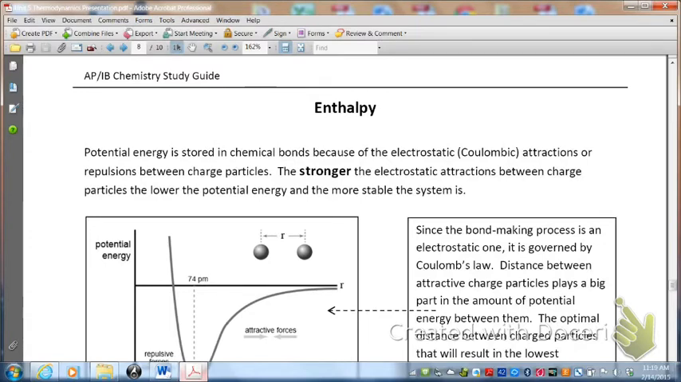Sometimes enthalpy can be somewhat confusing, so we're going to try to make it as simple as possible for you to understand. You may need to rewatch this lecture video a couple of times just to get it down. Alright, so here we go.